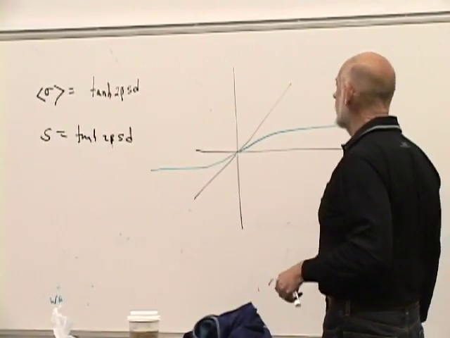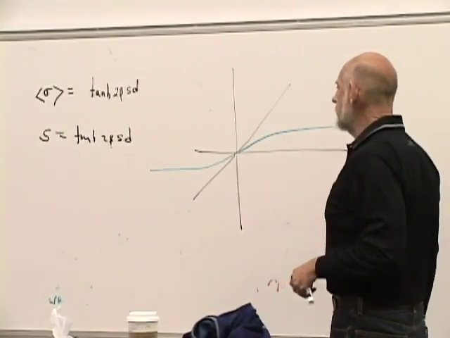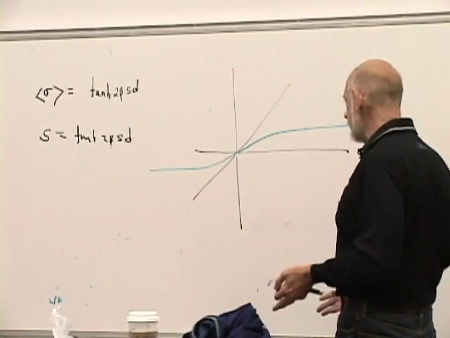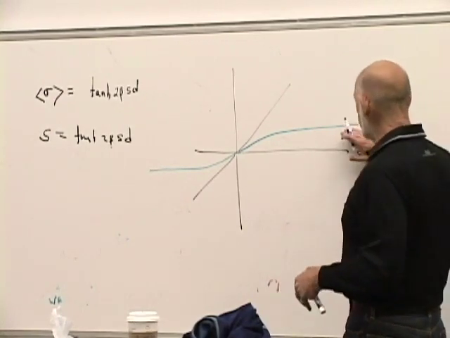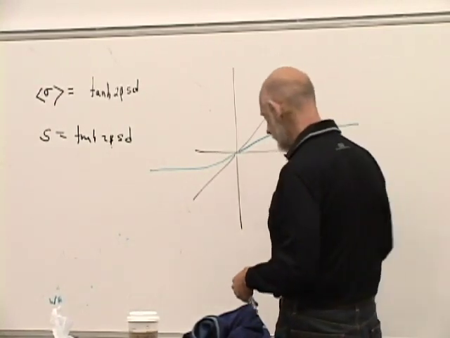Now we start decreasing the temperature. That means increasing beta. And we discover that this curve moves in.